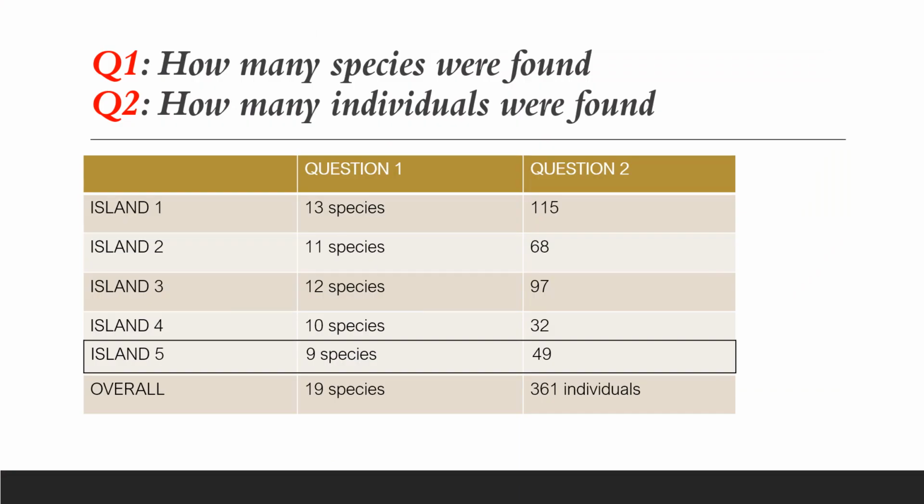Question 1. The species found are: Island 1, we have 13; Island 2, 11 species; Island 3, 12; Island 4, 10 species; and Island 5, 9 species, having a total of 19 species found for question 1.